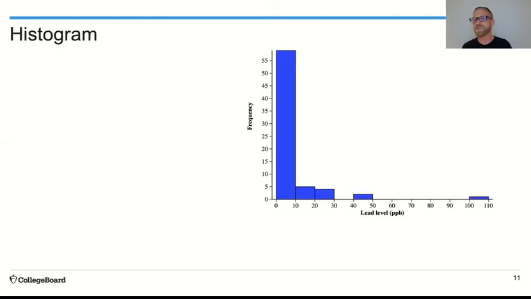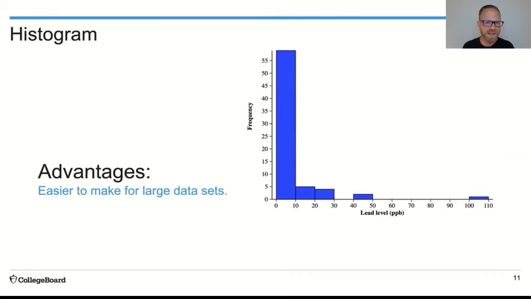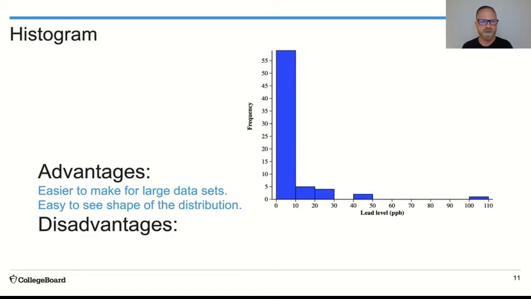So let's talk advantages and disadvantages of this one. As far as advantages, it is much easier to make a histogram if you have a very large data set. And once again, it is easy to see the shape of the distribution based on the histogram. Now, a clear disadvantage for the histogram is that we lose the information about every individual in the data set. So we don't actually know all of the 71 values for the water samples. We only know how many values are in each interval.